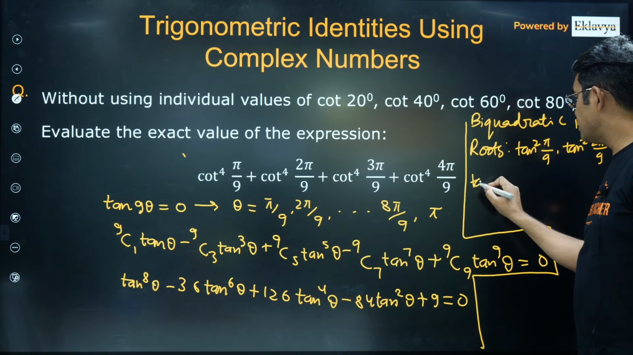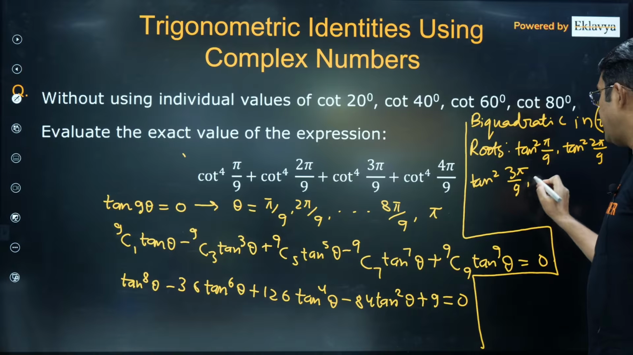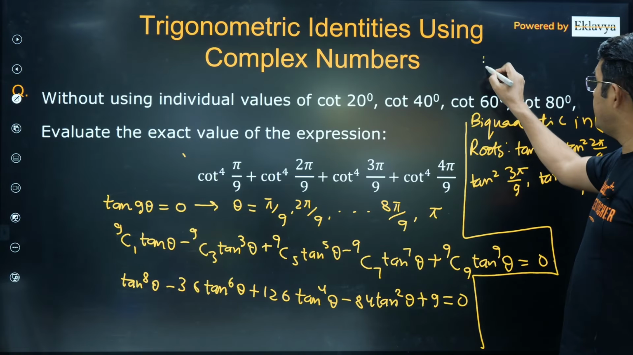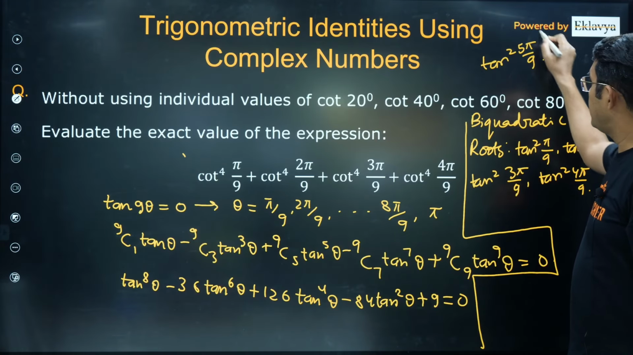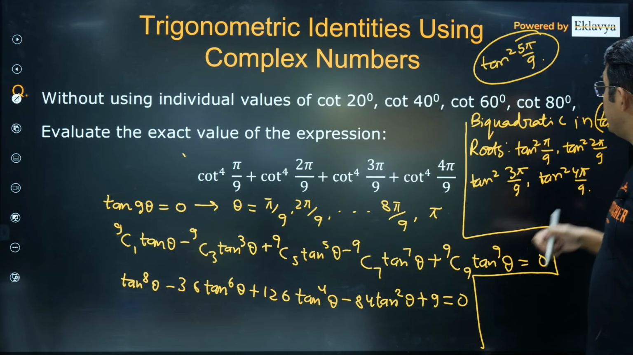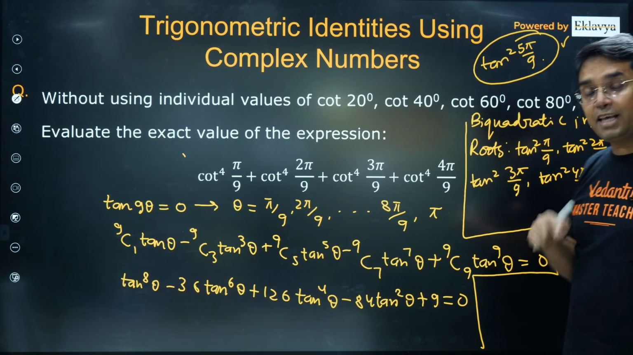Okay, then tan square 3 pi by 9. And then tan square 4 pi by 9. Okay, after that it will be tan square 5 pi by 9. But you may agree with me, and that's not very difficult to understand, tan 5 pi by 9 and tan 4 pi by 9 are same.